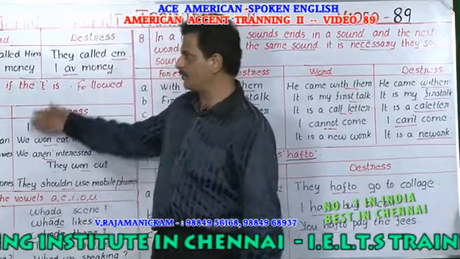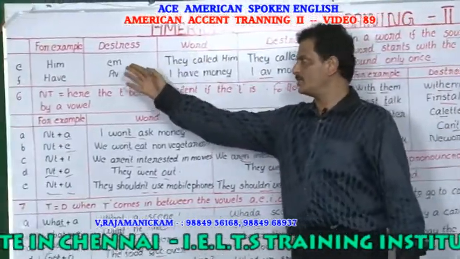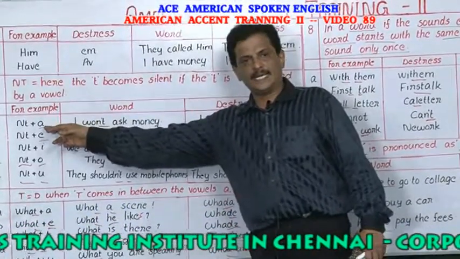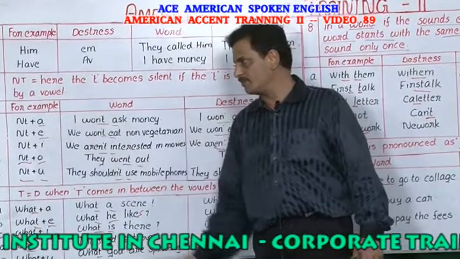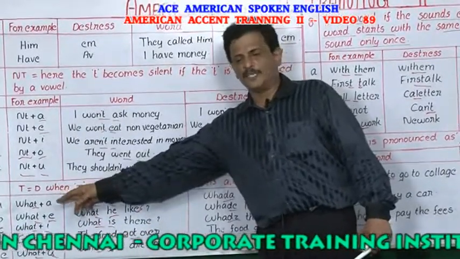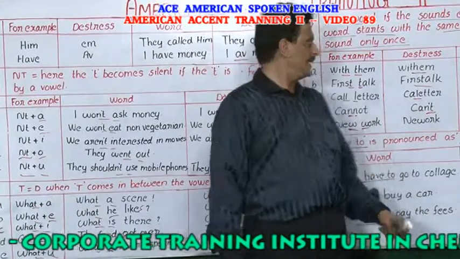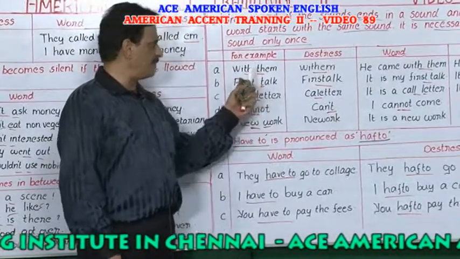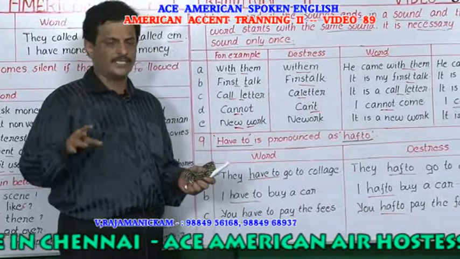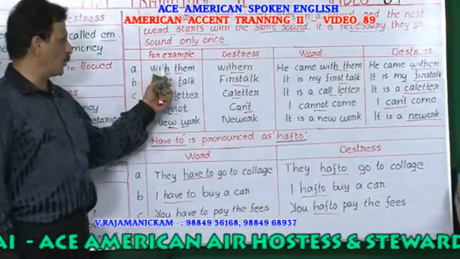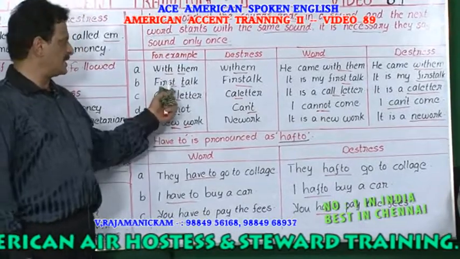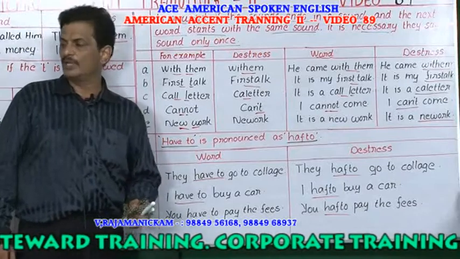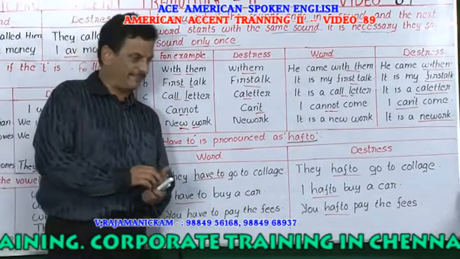Hope you are able to understand so far what we have seen. H is not stressed. After T, N, T comes, and after T a vowel comes, T is not pronounced. Before T and after T, when a vowel comes, T is changed into D. And here, if a word ends with a letter sound and starts with the same letter sound, it is necessary to say it only once. It is not necessary to say two sounds. With them is changed to "with them." First talk changes into "first talk." Here all "have to" should be changed to "hafta." The V changes into F. Hope you are able to understand.